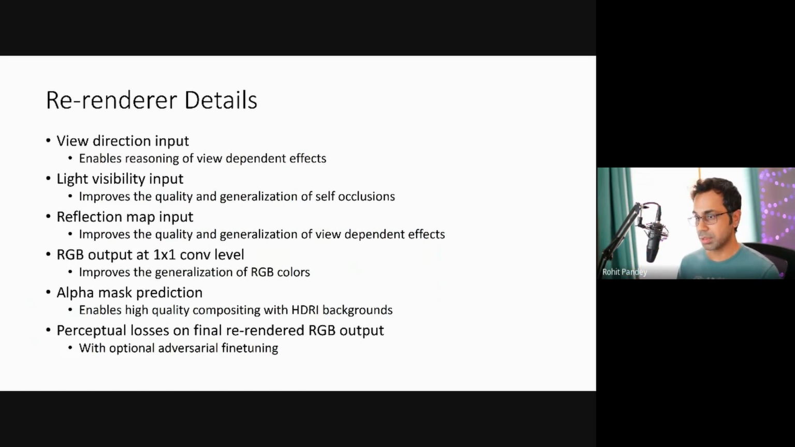Similarly, the alpha mask prediction enables higher quality compositing, and the perceptual losses, which are then fine-tuned with adversarial learning, give us sharper outputs. So let's quickly look at some results. Here we look at the neural rendering results for view synthesis. You'll see that the quality looks pretty good. The view-dependent effects are looking quite nice.